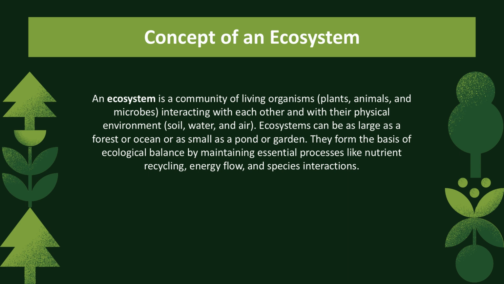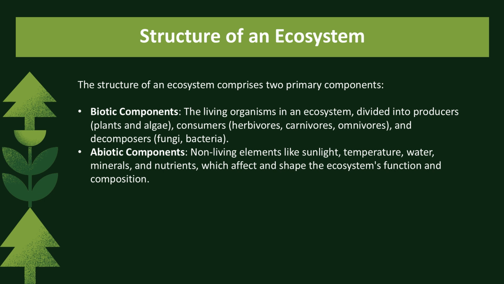These ecosystems can exist on various scales, from a vast forest stretching for miles to a small pond in your backyard. Each ecosystem, regardless of its size, contributes to maintaining ecological balance through essential processes like nutrient cycling, energy flow, and species interactions. The structure of an ecosystem can be broken down into two main components.